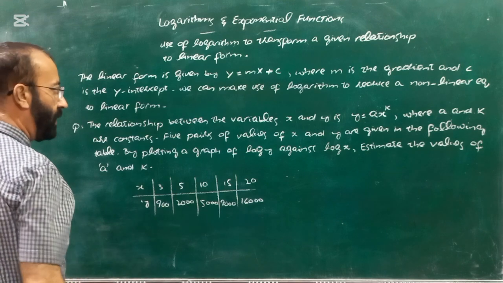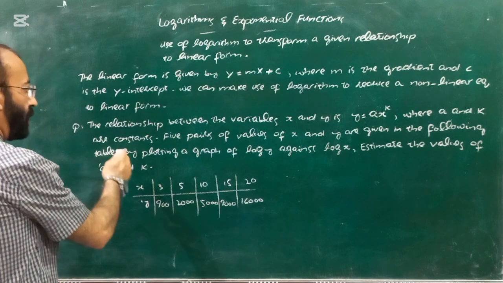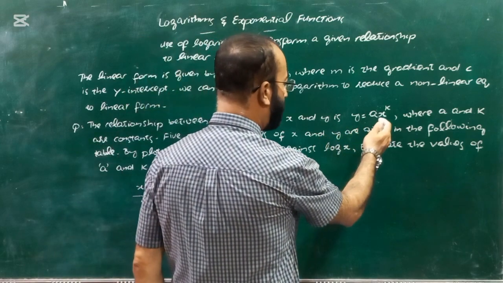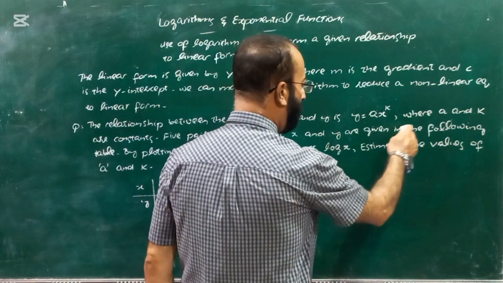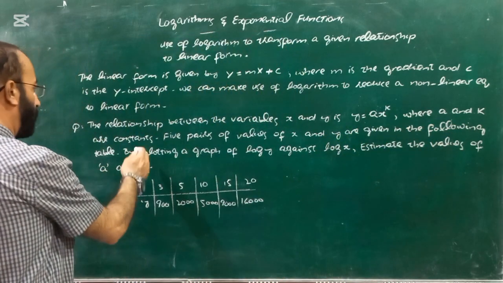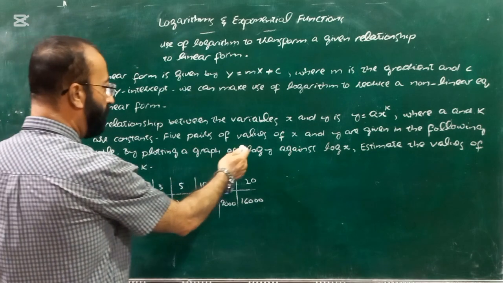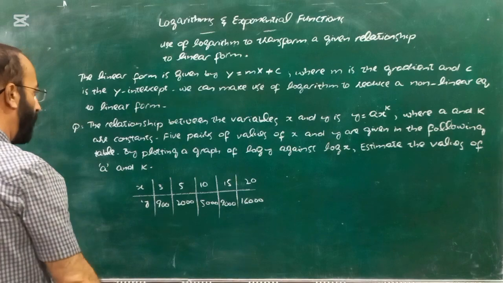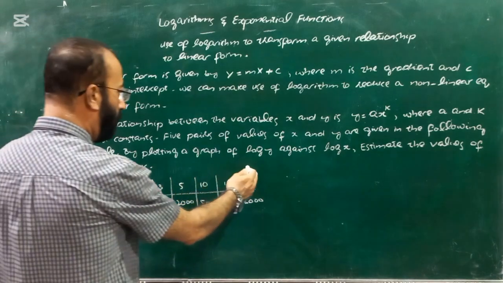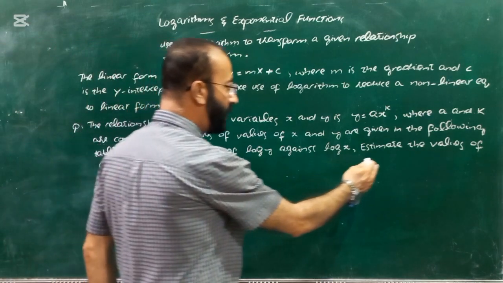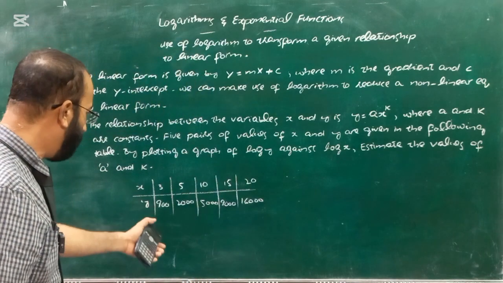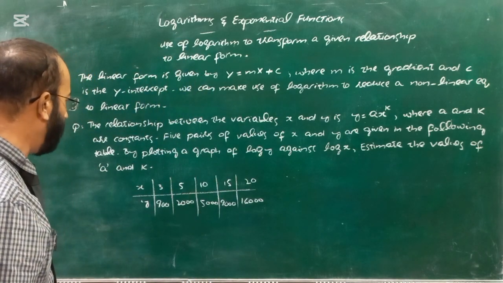So here is a question. Concentrate now. The relationship between the variables x and y is y is equal to ax raised to the power k, where a and k are constants. 5 pairs of the values of x and y are given in the following table. By plotting a graph of log of y against log of x, estimate the values of a and k.